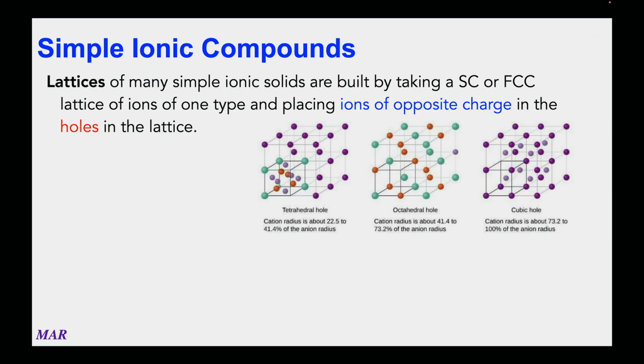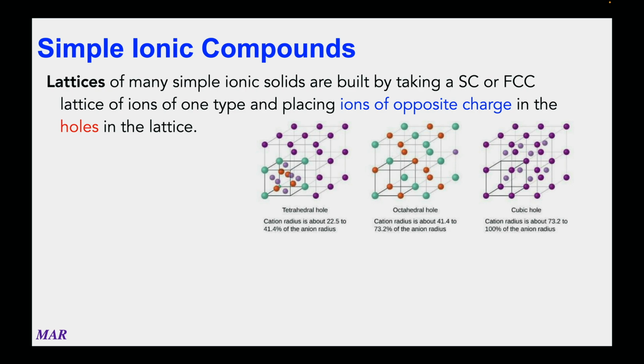We're going to talk about what's called a simple ionic compound, and that's what most of them fall into. A simple ionic compound happens if you take essentially a simple cubic or a face-centered cubic cell, which we talked about earlier with metals, and you place ions of the other type in the holes around it. So you're going to have an FCC or a simple cubic system, and you're going to put the opposite ion inside. And we'll talk about this in a little bit.